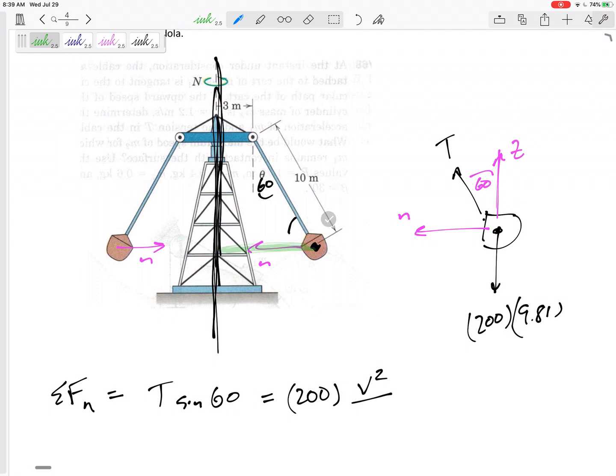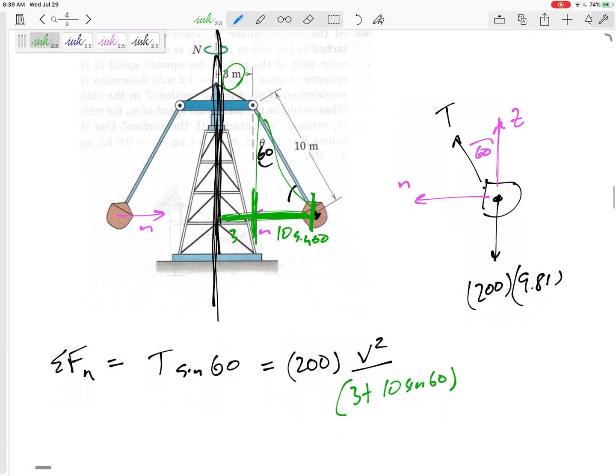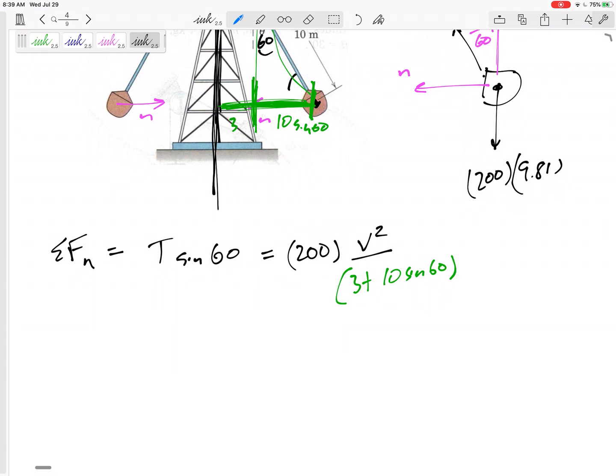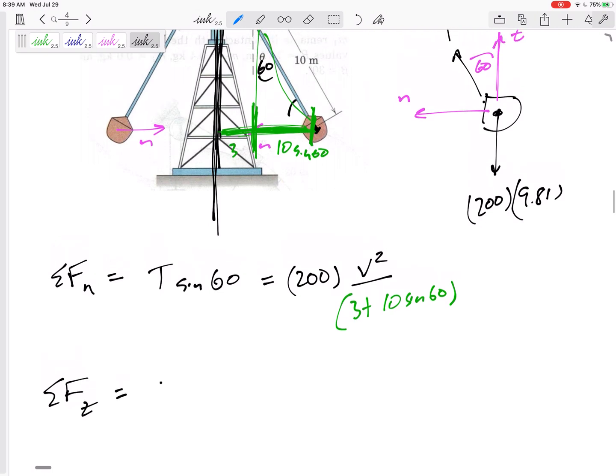Now be careful. Let's see, this would be 10 sine 60 just from here to here, looking at that triangle. But then I also have 3. So this would be 3 plus 10 sine 60. So whatever that value is, that would be the rho, the radius of curvature. That equation has 2 unknowns, so I'm not going to try to solve it right now. Well, let me go ahead and go to my other direction, sum the forces in Z.